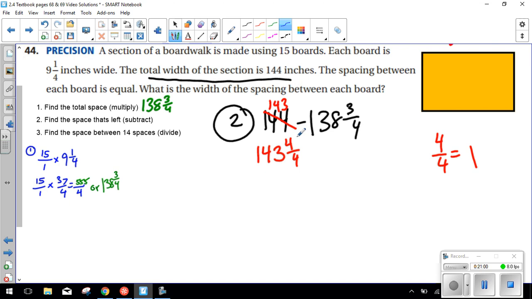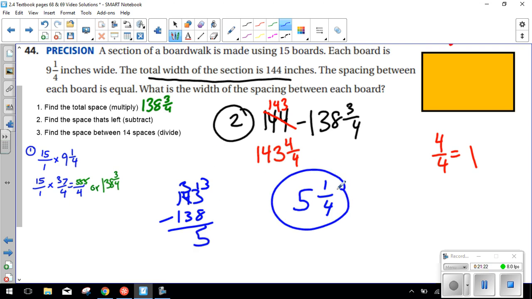So I'm going to take 4/4 minus 3/4 and get 1/4. And then I'm going to take 143 minus 138. I get, hopefully, 5. Yep. So I get 5 1/4. So for step 2, find the space that's left. The total space that's unused is 5 1/4 inches.